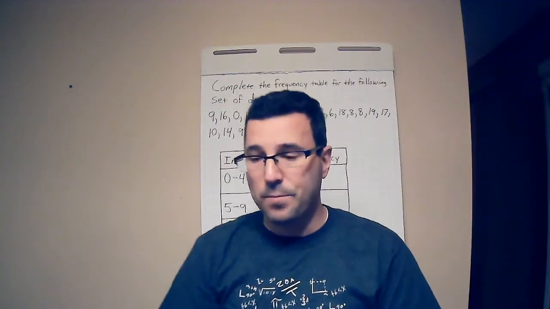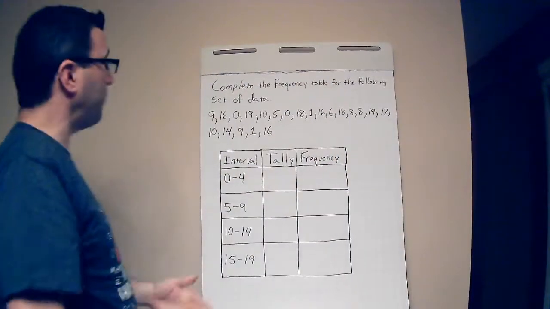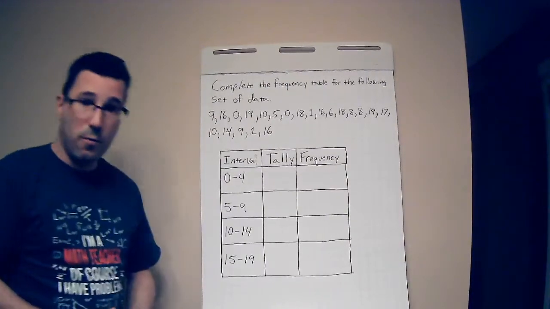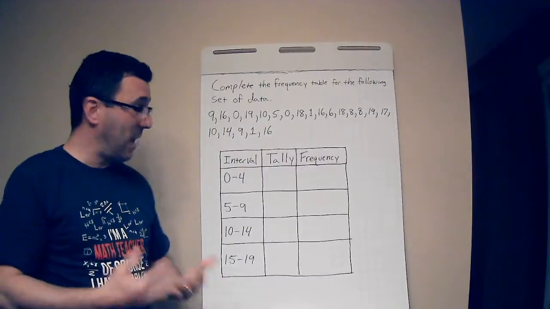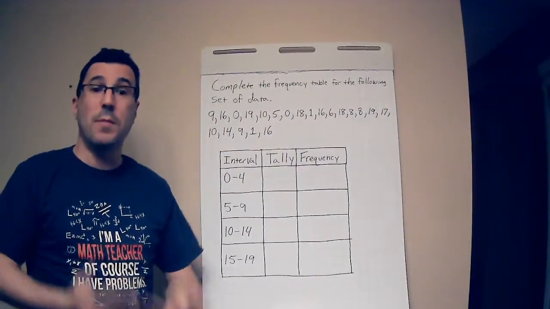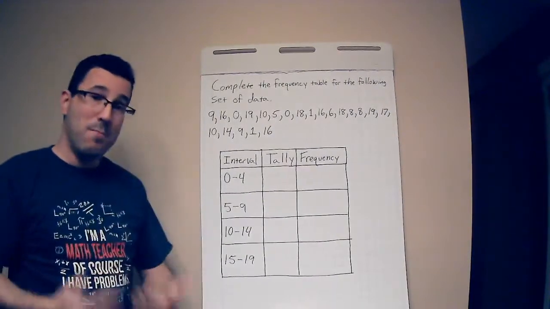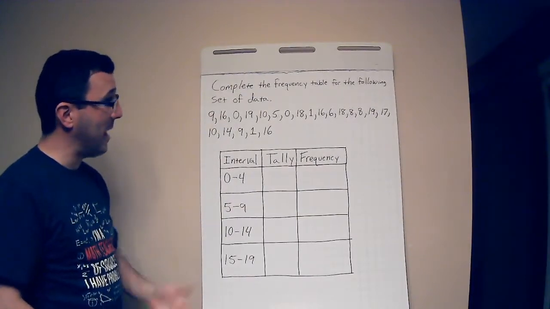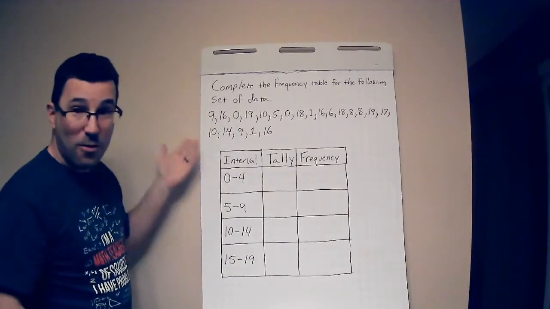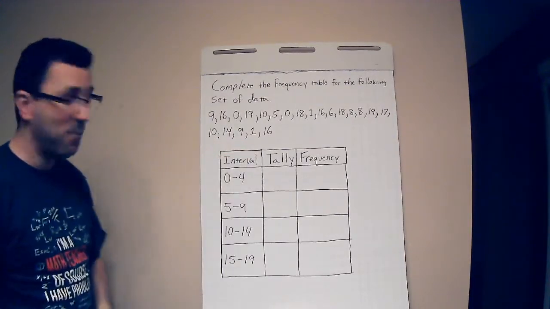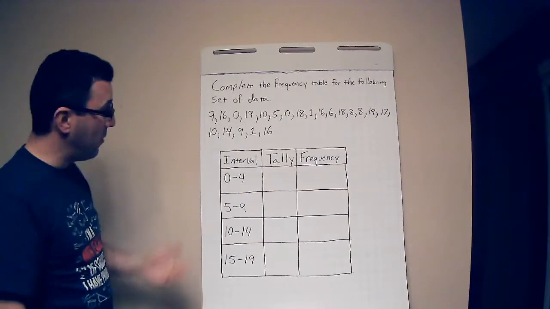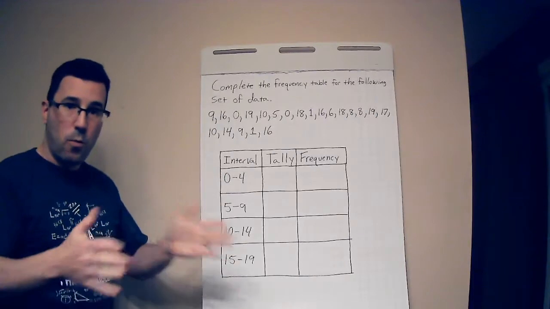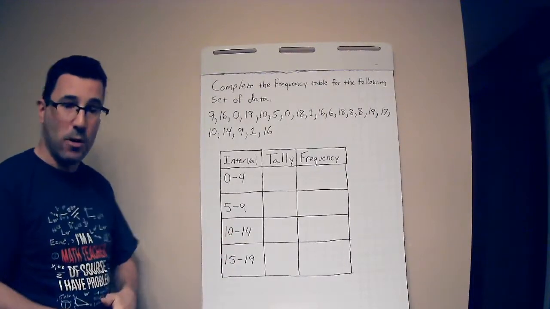So what I have here is a frequency table, and basically a frequency table is a table that allows us to see how many times something happens and then be able to compare that. What I have here is: complete the frequency table for the following set of data, and we have all these numbers here. And what we did is we broke it up into intervals. An interval is just a range that we give for where we want things to fall into a category.